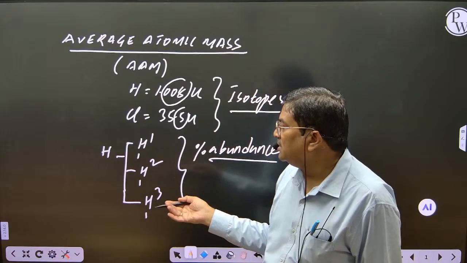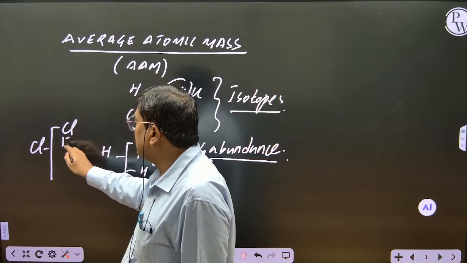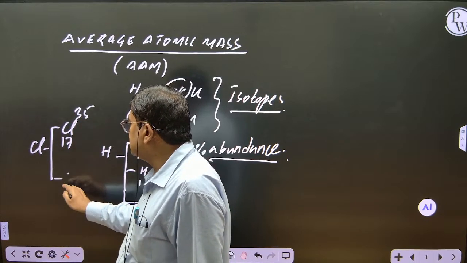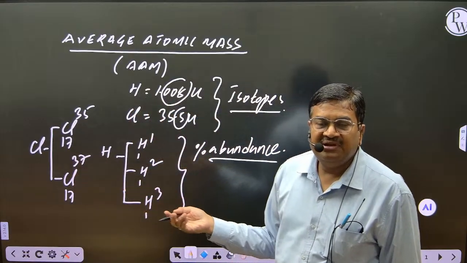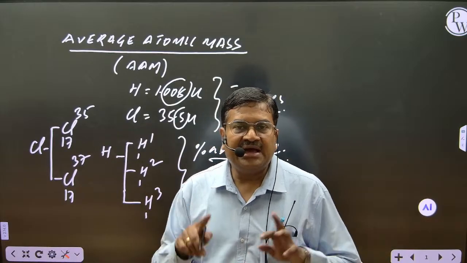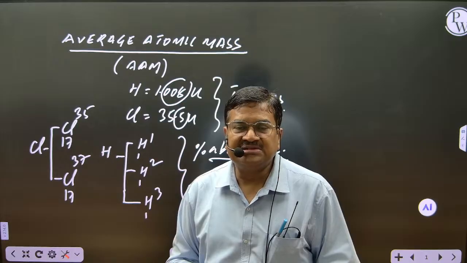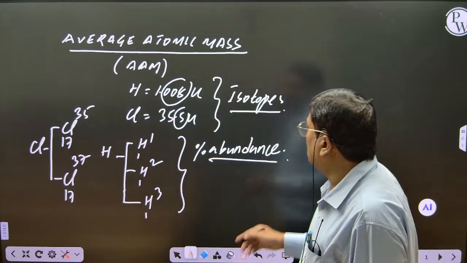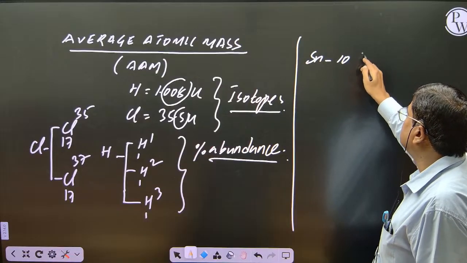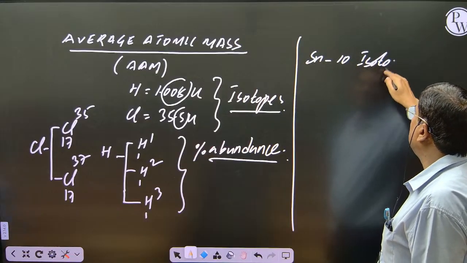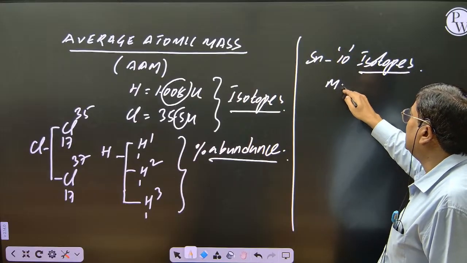Suppose you take chlorine, chlorine has two isotopes. What are those? Chlorine-35 and chlorine-37. Which element will have the highest number of isotopes in the entire periodic table might be asked. Later we study it in the periodic table. Tin has a maximum of 10 isotopes. This we study later in the main chapter on the periodic table. So tin has a maximum of 10 isotopes.